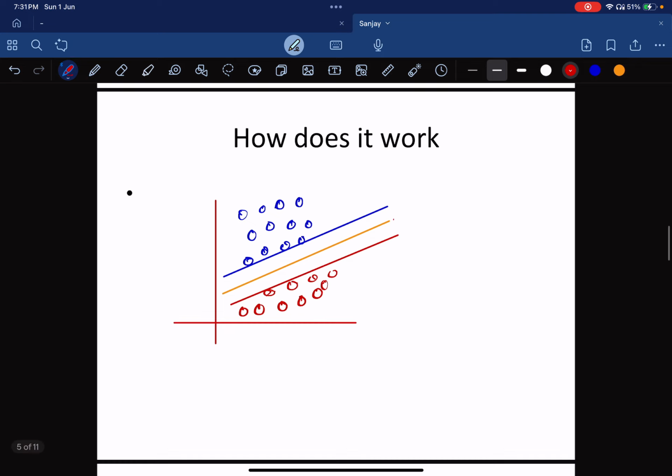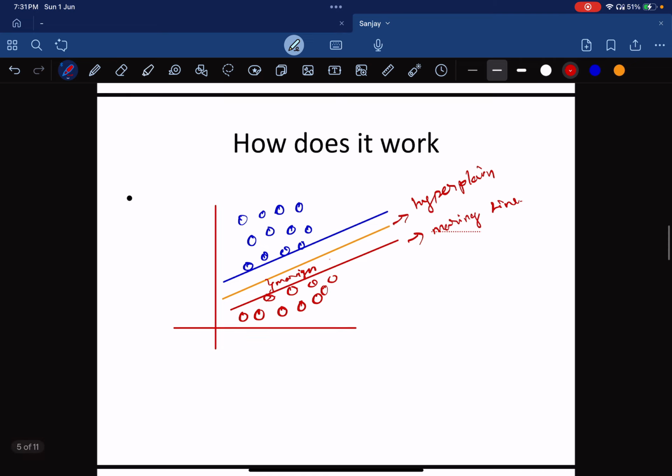Here it is the hyperplane, and this is the margin line. The distance between the hyperplane and this support vector is called the margin. This is the margin line. This is the margin distance. In SVM, usually we need to maximize this margin. We maximize this margin so that we can separate the classes efficiently.